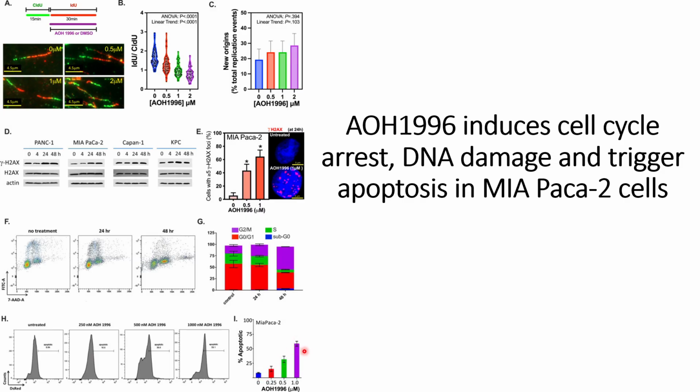All these results together indicate the mechanism somewhat: AOH1996 induces cell cycle arrest and also causes DNA damage by replication fork stalling, and that might trigger apoptosis in these pancreatic cancer cell lines, and more specifically in MIA PaCa-2 cells, a cell line derived from a patient with pancreatic adenocarcinoma. I hope you understood somewhat the mechanism of AOH1996 on pancreatic cancer cells.